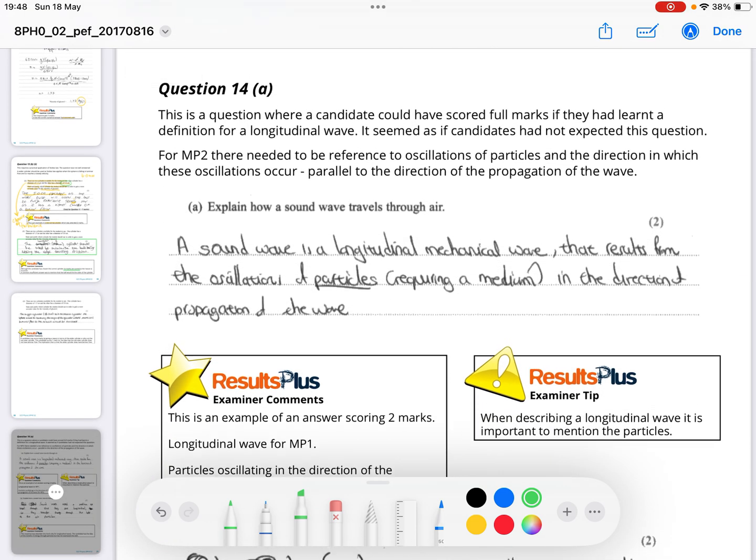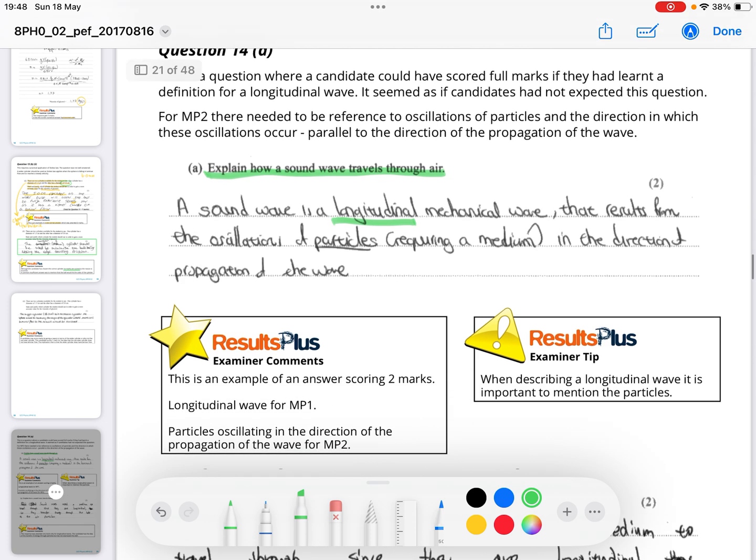Question 14 then is about the speed of sound. So this is a core practical, and this is from the GCSE version to the A-level version. This is a student, explain how a sound wave travels through air. So they want you to explain longitudinal waves, what they are. And this is an example of students scoring both marks. Okay, so you need to know what a longitudinal wave is. It's a nice, easy 2 marks if you've done your revision.